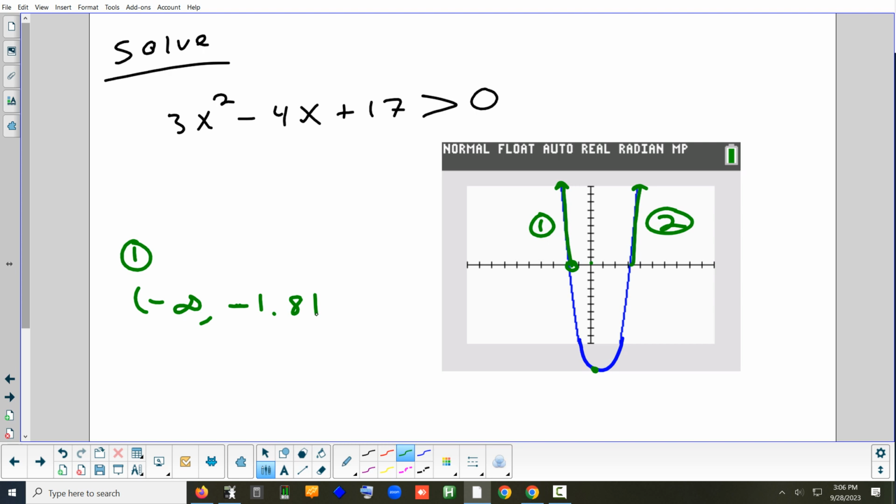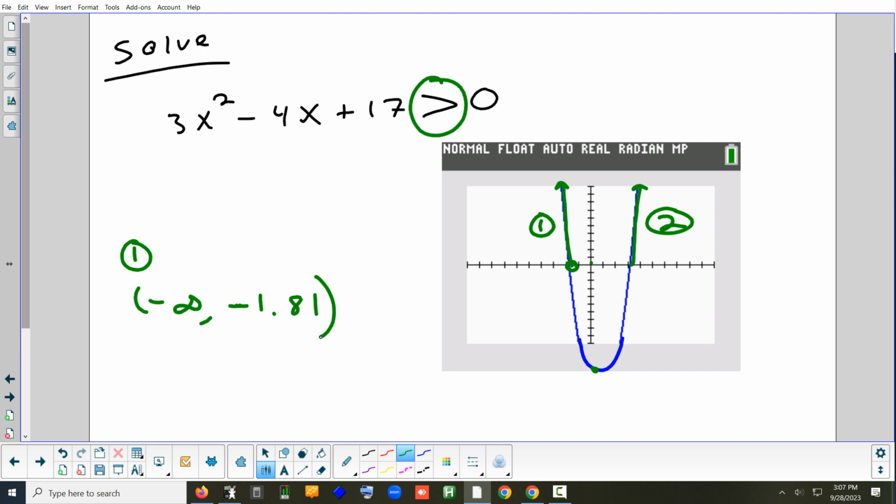Now, do we include or not include negative 1.81? We don't include it because it says we can't equal 0. We have to be above 0. So don't include it. And now we have another interval.